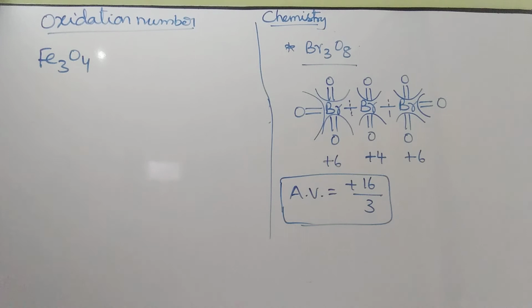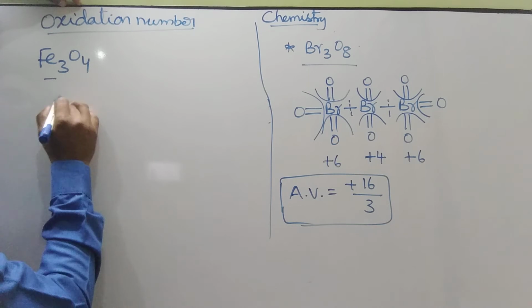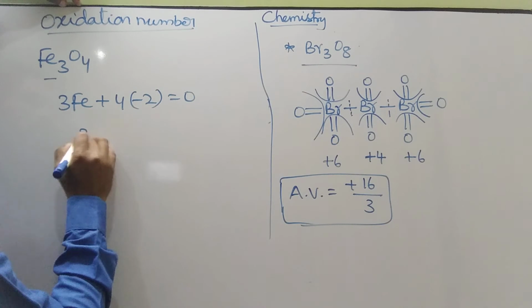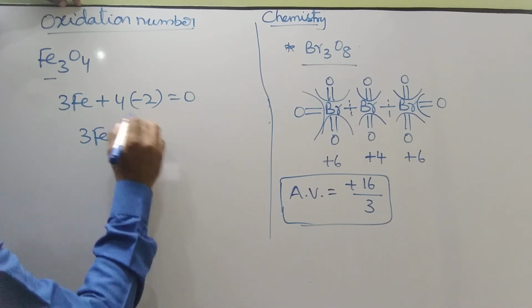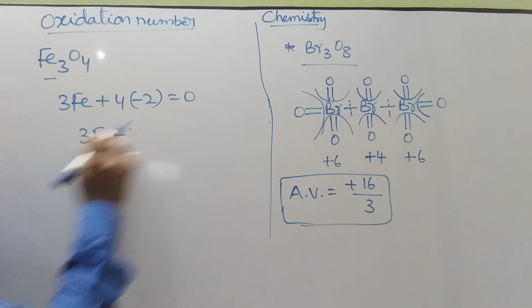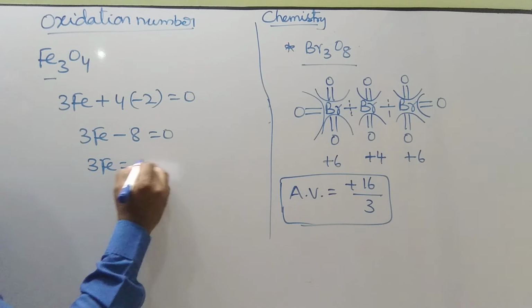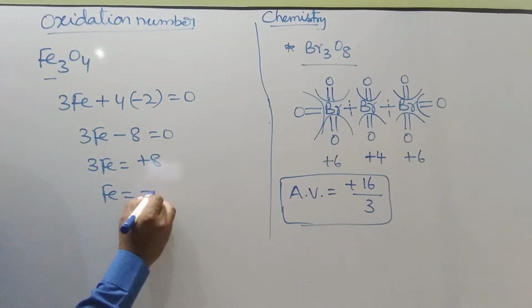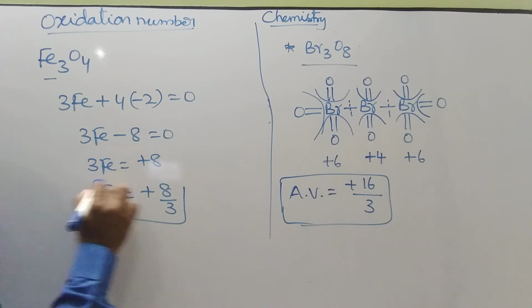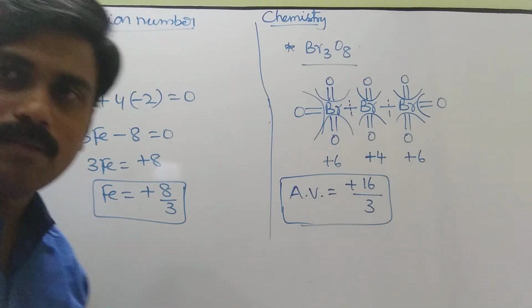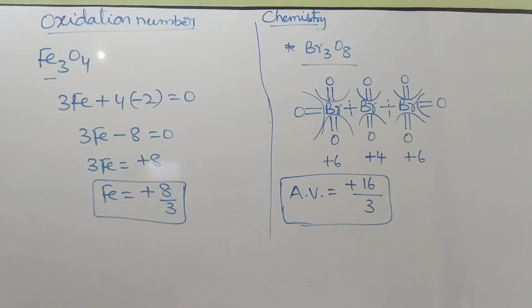And one more example, Fe3O4. Oxidation state of iron in Fe3O4. In this compound, 3 atoms of iron, 3 Fe plus 4 atoms of oxygen. Each oxygen state is minus 2, equal to 0. 3 Fe minus 8 equal to 0. Therefore, 3 Fe equal to plus 8, and the oxidation state of iron is plus 8 by 3. So it is a fractional number. Whether it is a fractional number or an integer, for this type of compounds it is called the average oxidation state of iron.